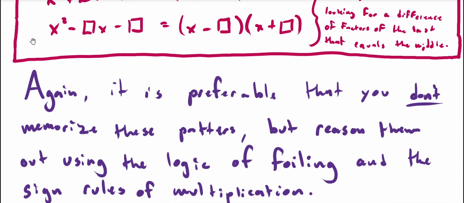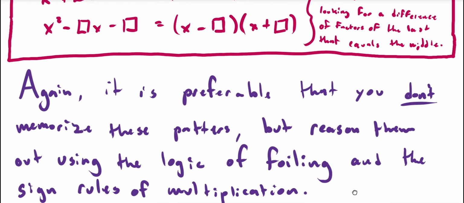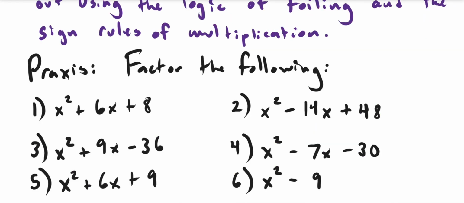But that being said, I don't want you to memorize this box. What I want you to do is follow the algorithm of setting up the parentheses and then ask yourself how do I FOIL this to get the signs that I want using the sign rules for multiplication. Positive times positive is a positive, negative times negative is a positive, and positive times negative or negative times positive give you a negative.